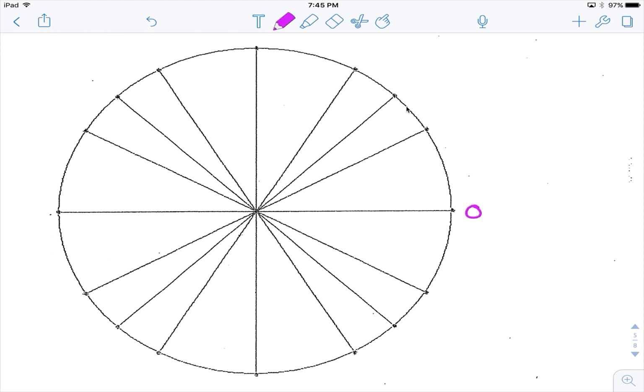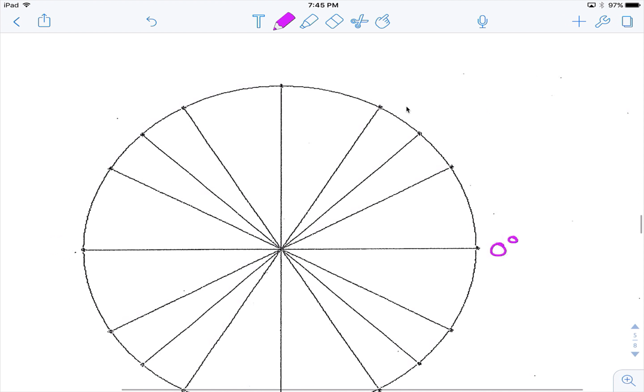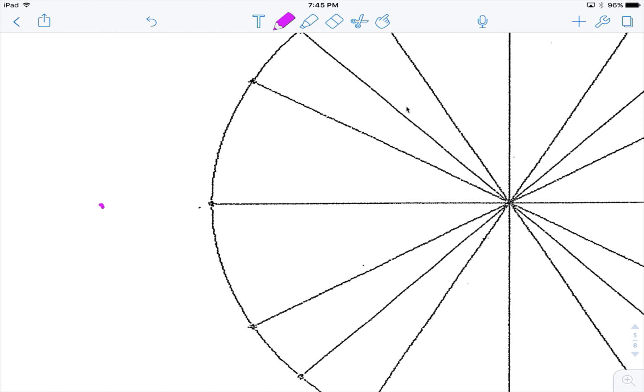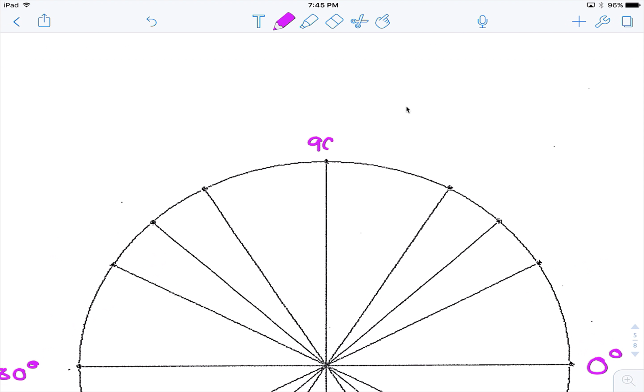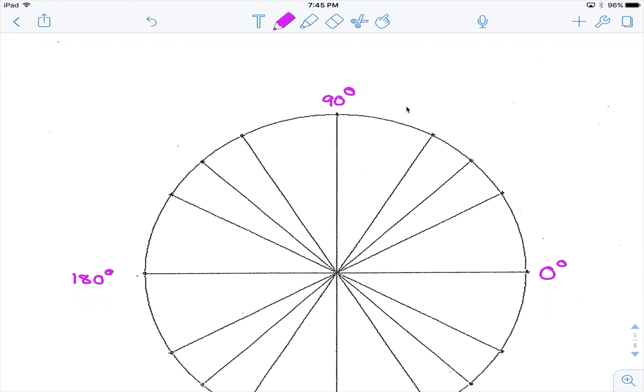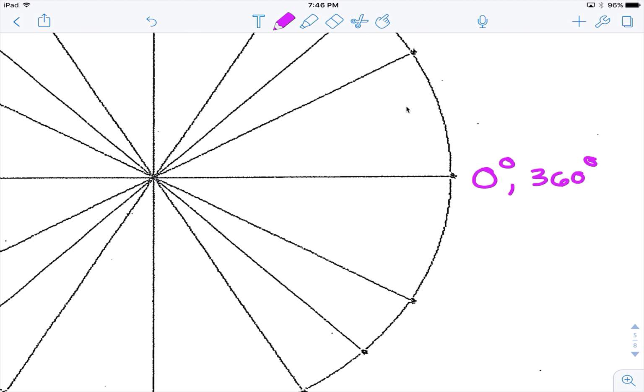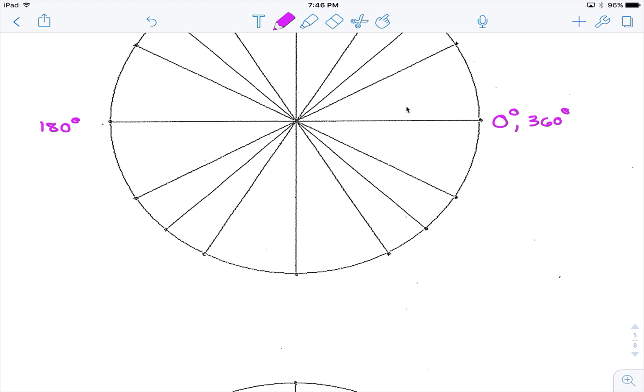Alright, so we start at 0 degrees. If we were to go halfway, that would be 180. Halfway between 0 and 180 would be 90 degrees. Halfway between 180 and 0, or 360, if we went all the way around, would be 270 degrees.